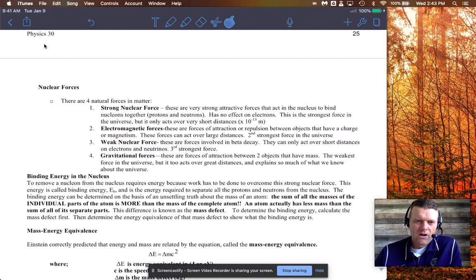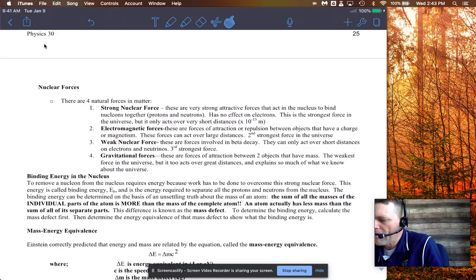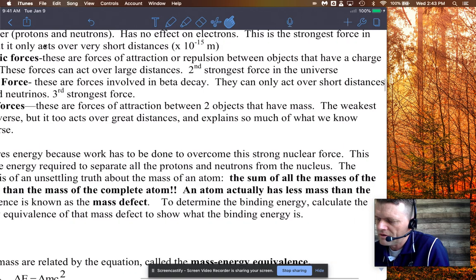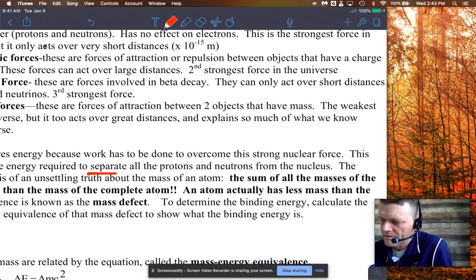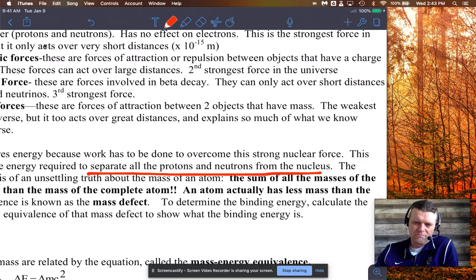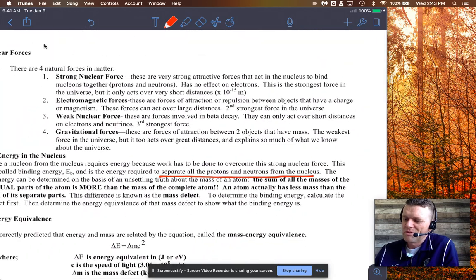Binding energy is defined as the amount of energy required to separate all the protons and the neutrons from the nucleus. That's what we refer to as how much energy you would need to make everything go apart and be separate. But here's what's crazy.